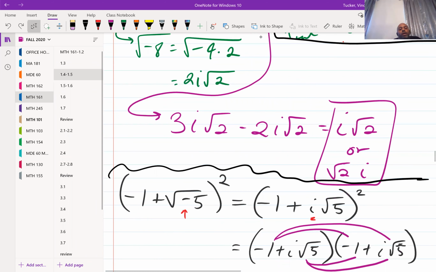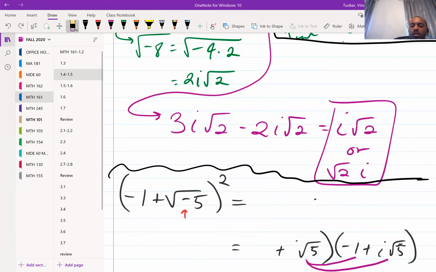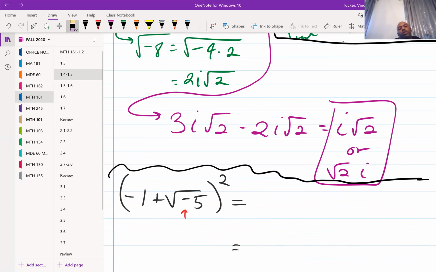All right, so here we have (-1 + √-5)². Let me erase this so we just see what the original problem is. I'll put it back. Yeah, so that is our original problem: (-1 + √-5)².